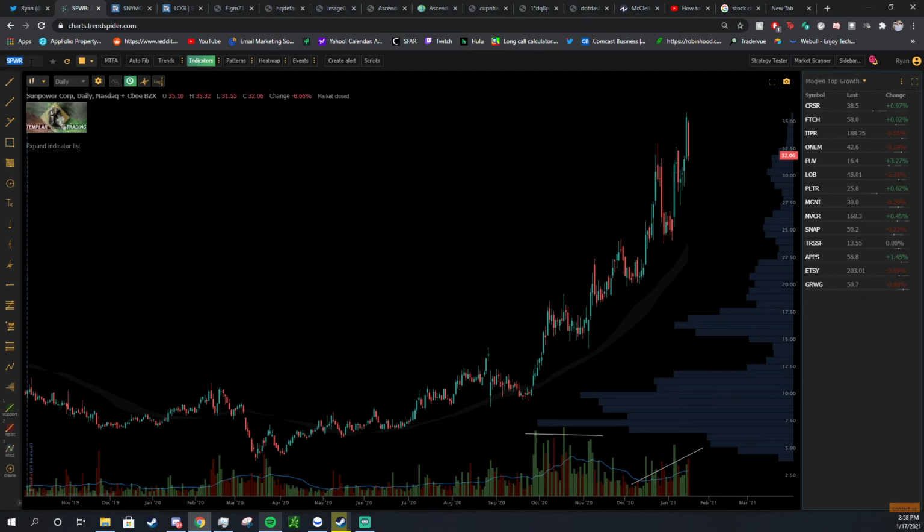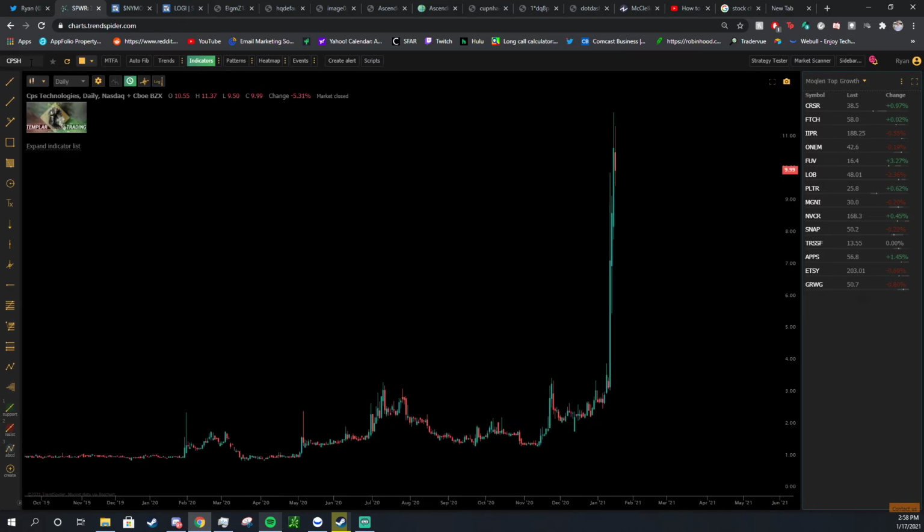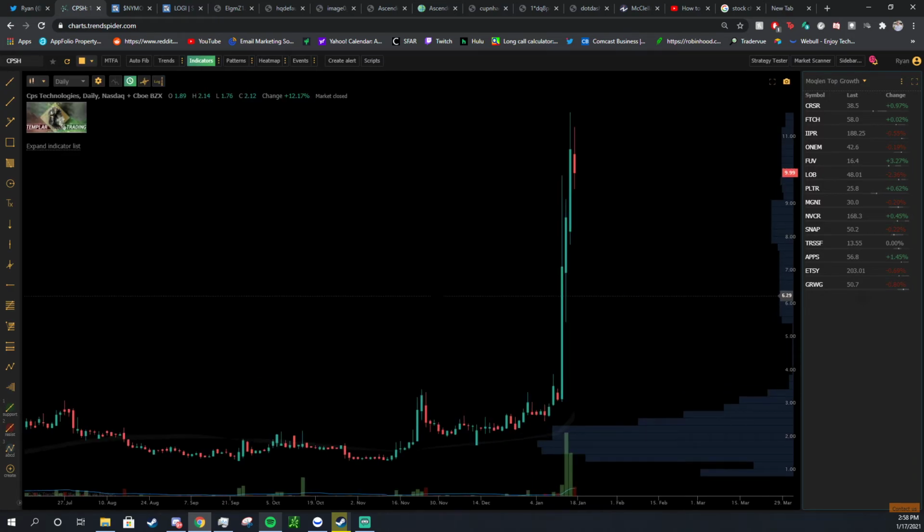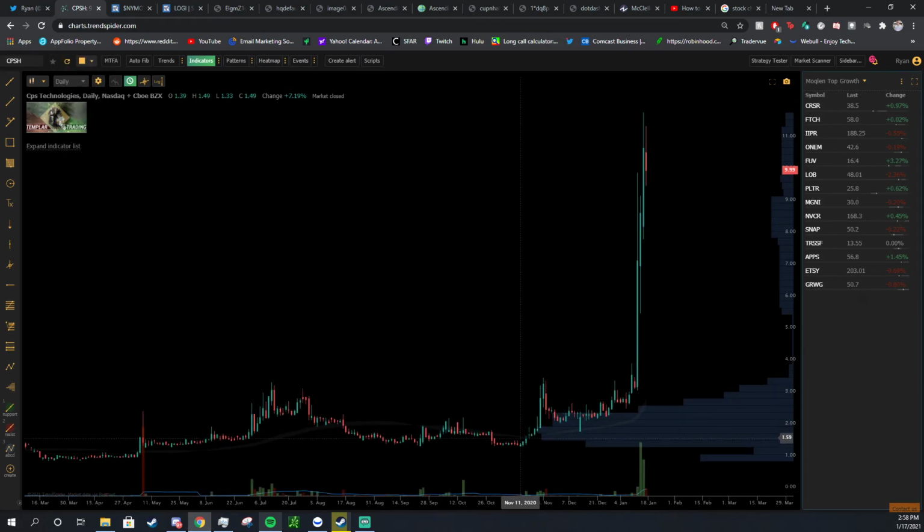CPSH. Okay, yeah, this is a monstrosity. CBS Technologies, not sure exactly what they do. This is a low float, obviously small cap. You can see that all of the volume by price was sitting in between $1.40 and $2.84. So when we broke above this 325 zone, it's just sky high.